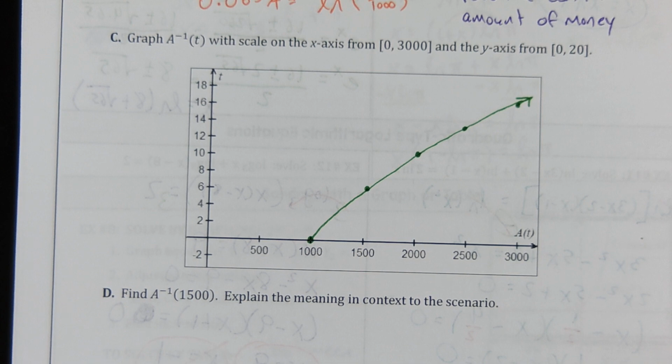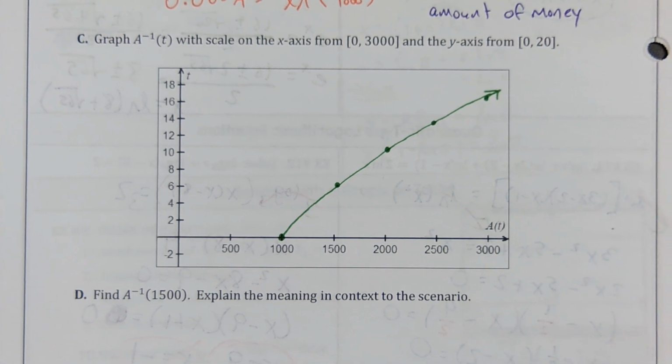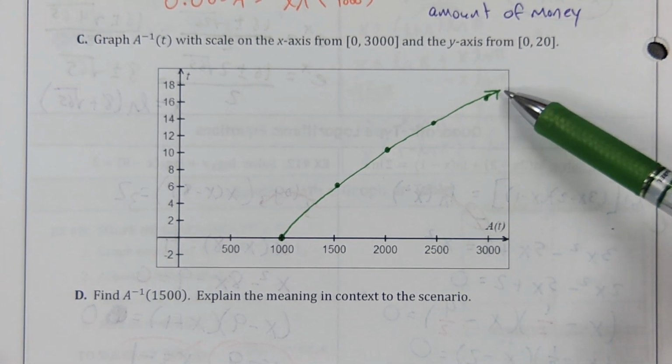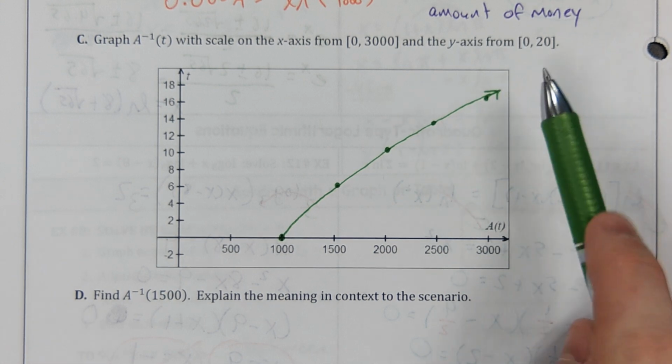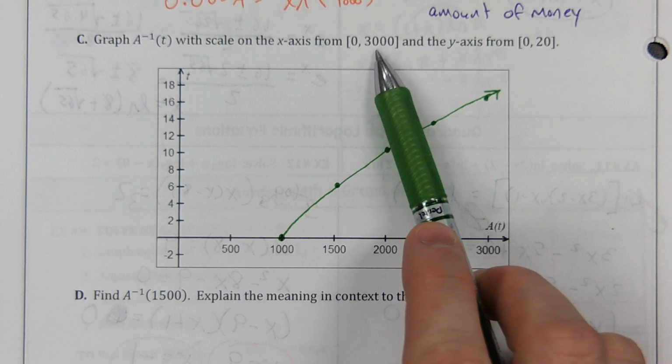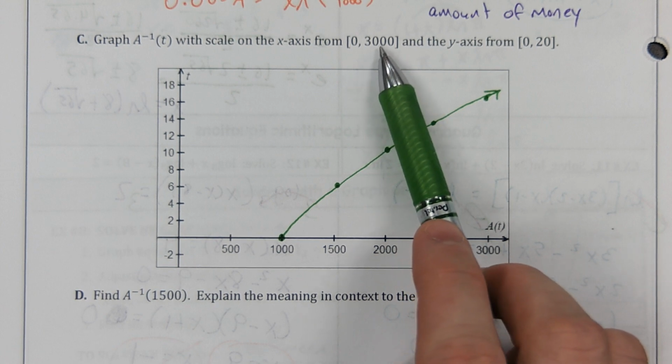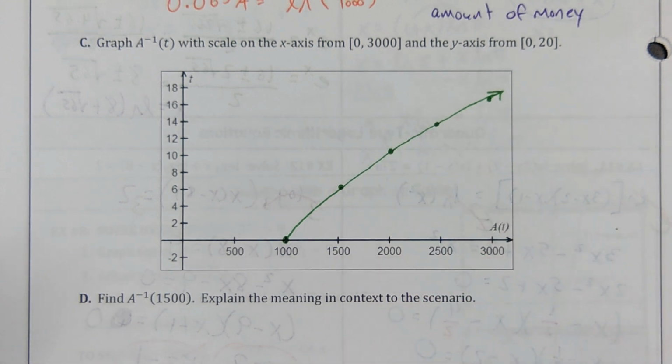Now, technically, if this was an IB question, putting this arrow on the end of it would have lost me a point. The reason is that this is a restricted domain with brackets, meaning this is where the graph comes to an end. But I don't think that's what was intended when this question was written. And here's why I say that: the money in our account can continue to grow.